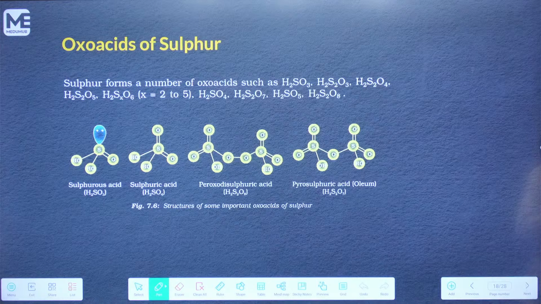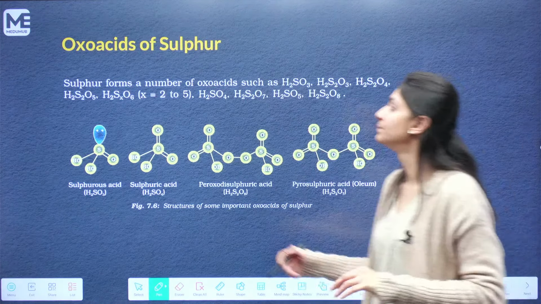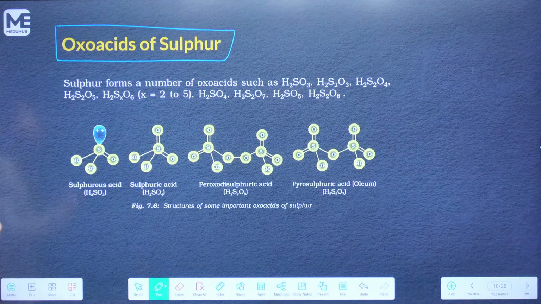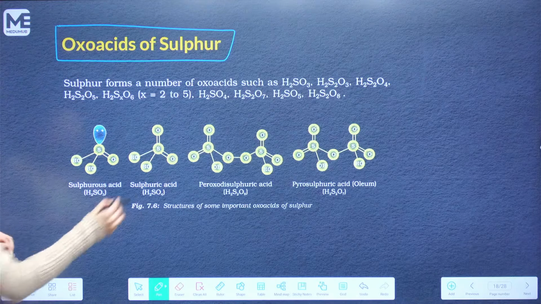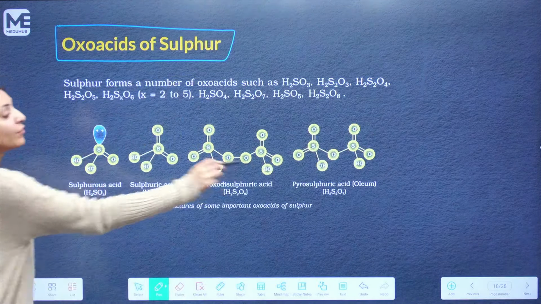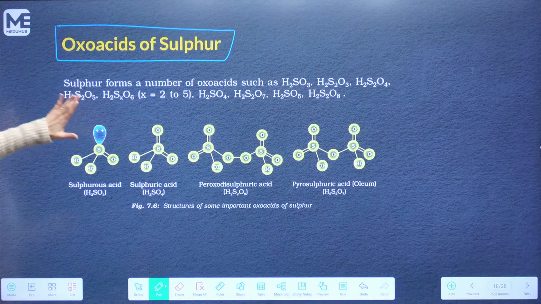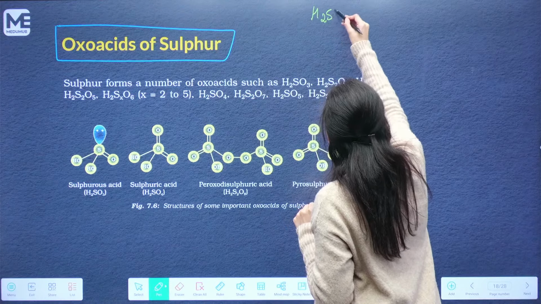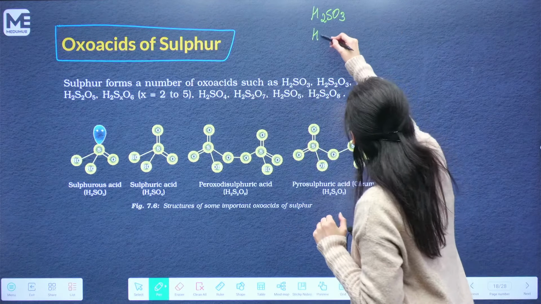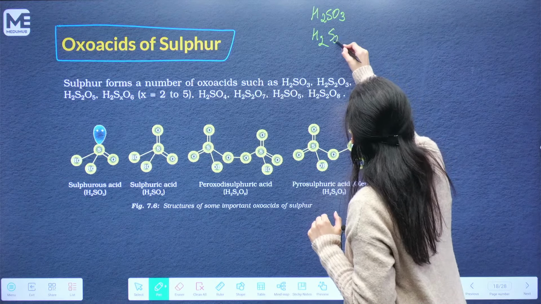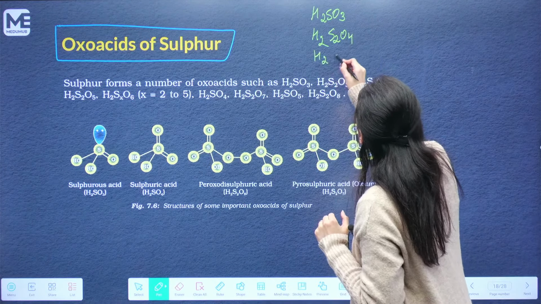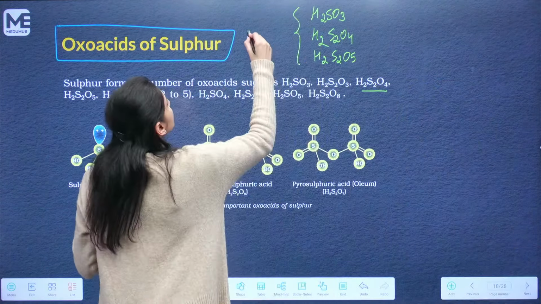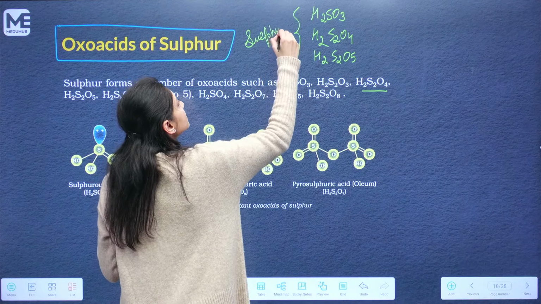Alright, coming to the next topic, that is the oxoacids of sulfur. Oxoacids of sulfur are extremely important from the NEET point of view. So the important oxoacids of sulfur are these. In your book, only 4 of these structures are given, but we will discuss all of them one by one. H2SO3, H2SO4 and H2S2O5. These three are the sulfurous acid series.